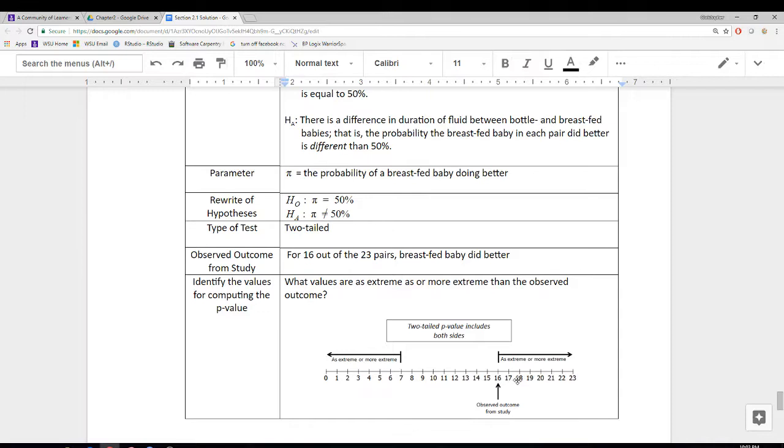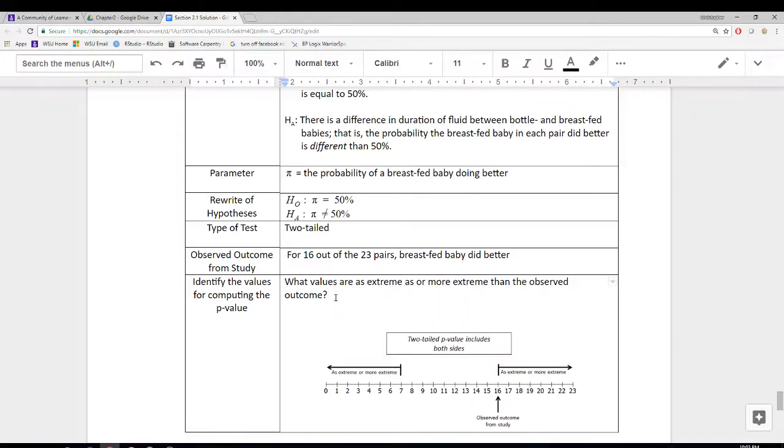Certainly if there were 17 instances in which breastfed won, then that would be more extreme than 16. 18 would certainly be more extreme than 16. So in computing the p-value, I need to worry about the values on the high side. I need to worry about values 16, 17, 18, 19, 20, 21, 22, and 23.